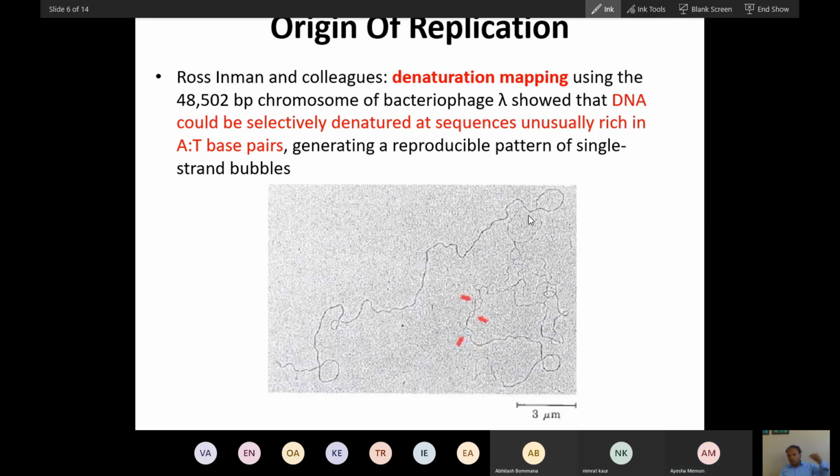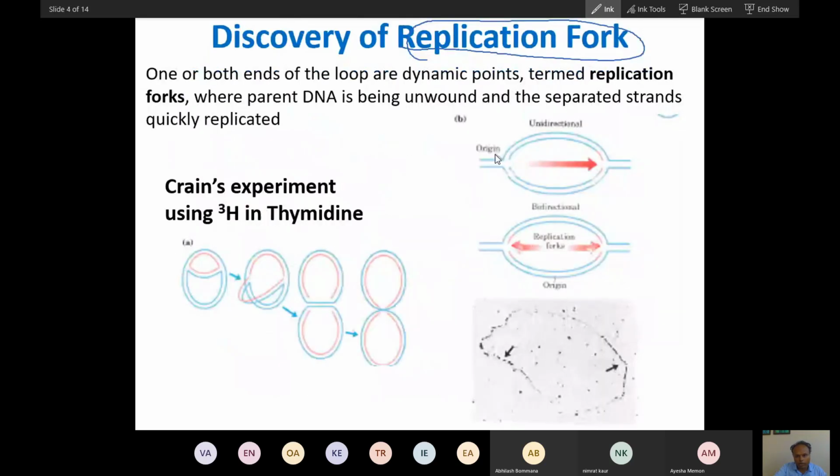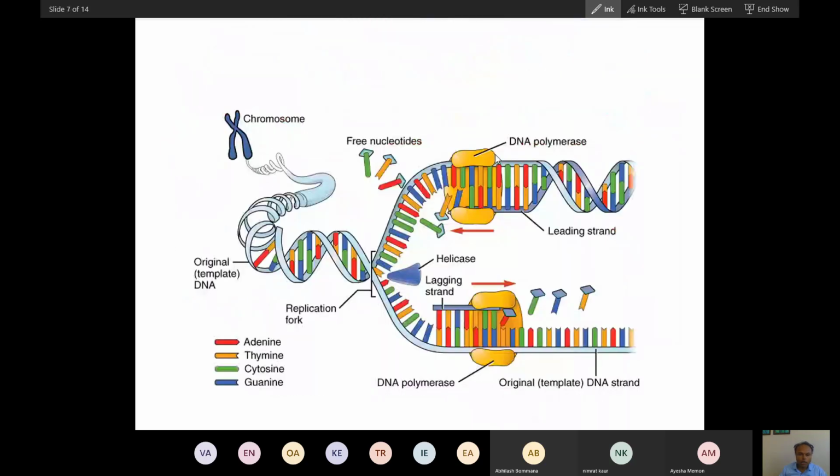And not only in replication, during transcription also there is unfolding of DNA, and that DNA unfolding always occurs at the AT-rich region. So this is a rule: DNA unfolding will happen at the AT-rich region. So this is the replication fork. If you understand the replication fork, you will understand everything about DNA synthesis or replication.